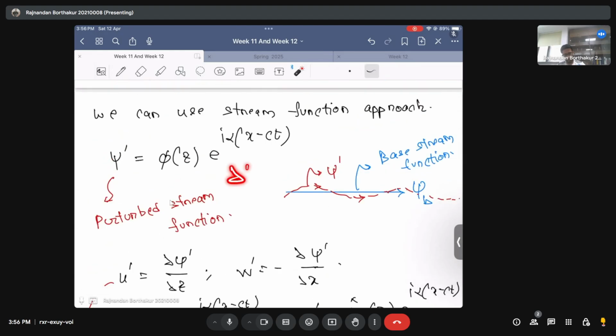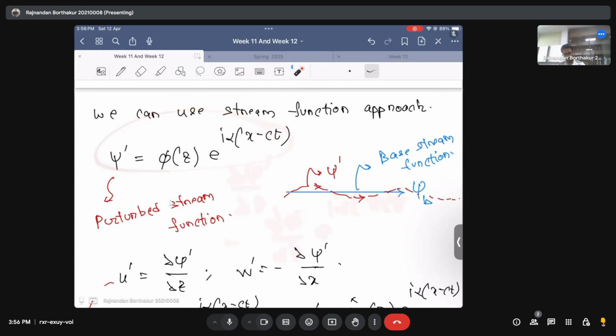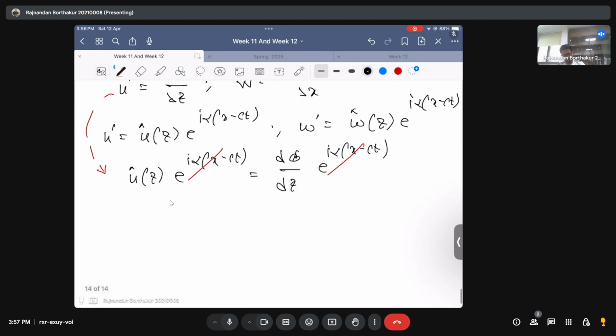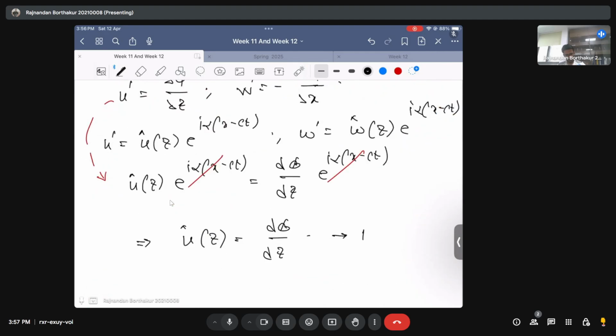So del psi prime by del z, where this del psi prime by del z will be d phi by dz into e power I alpha x minus ct. We just evaluate the derivative from here. That's what we are doing here. So this just becomes d phi by dz e power I alpha x minus ct, and this will cancel out to give you the relationship between phi and u prime of z, which is u prime of z is equal to d phi by dz. Let's name it as 11a.